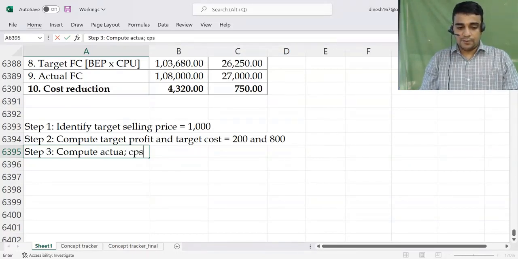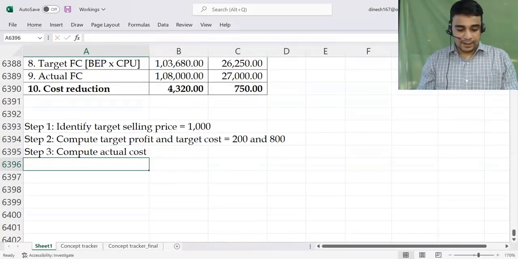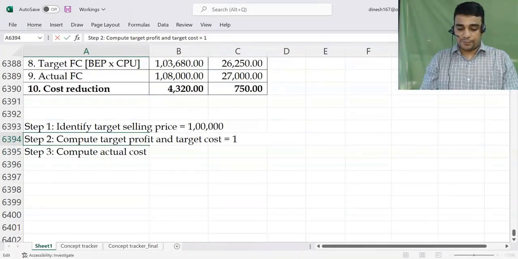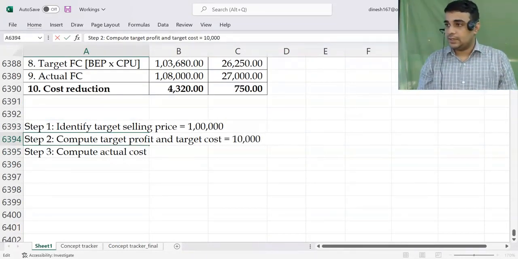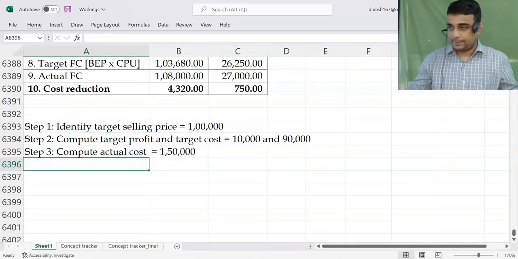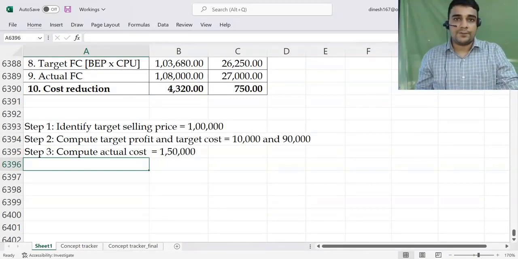Step 3 is to compute the actual cost. You can take the example of the Tata Nano itself. Target selling price was 1 lakh. Target profit, they will still have some profit target, let's assume it's 10,000 rupees, and the target cost was 90,000. The actual cost, when they did the first analysis, was 1 lakh 50,000.